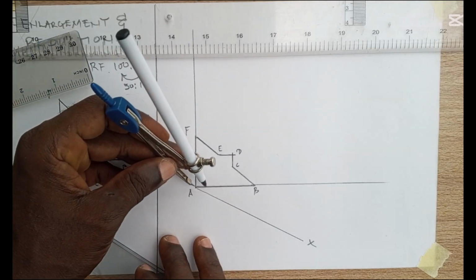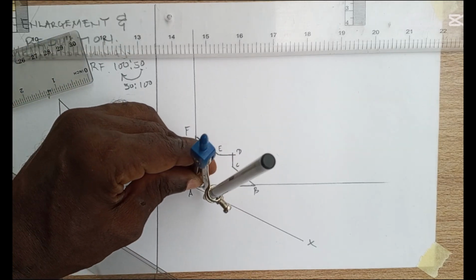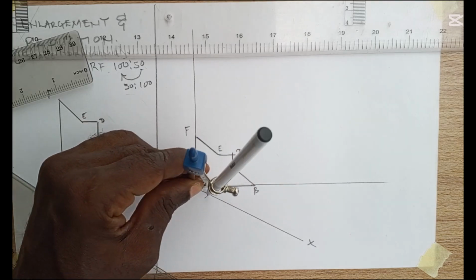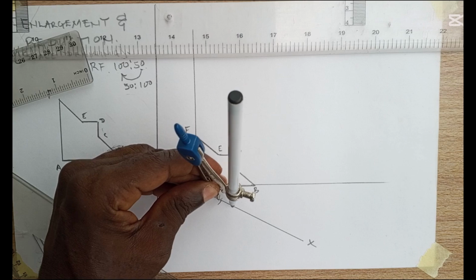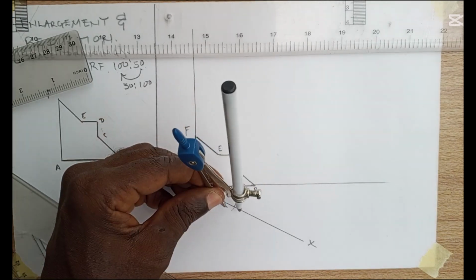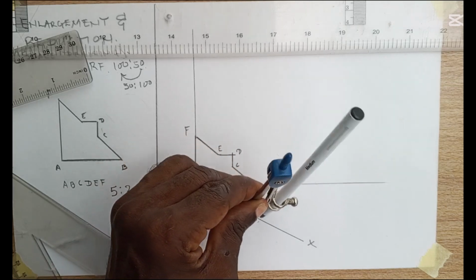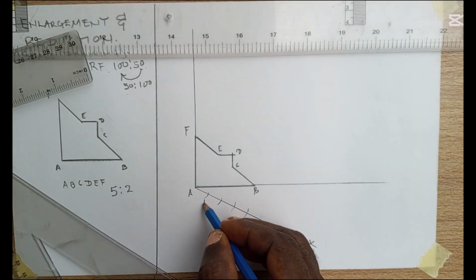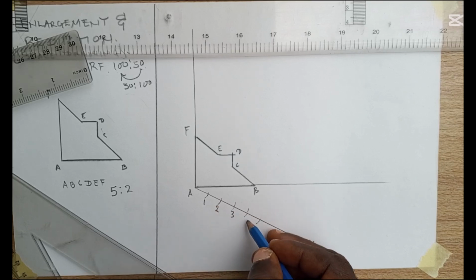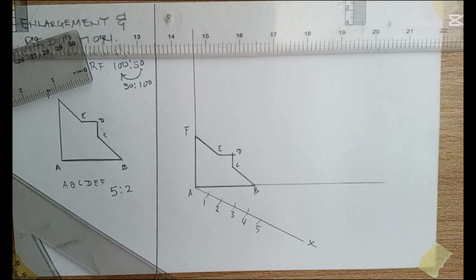Now I put it at A. Can you see that? I put it at A and I cut, put it to the next. I cut, put it there. I cut, put it there. I cut again, put it there, and I cut. I think we have 5 already. This is 1, 2, 3, 4, and 5. That's it. So I cut it to 5 very clearly.